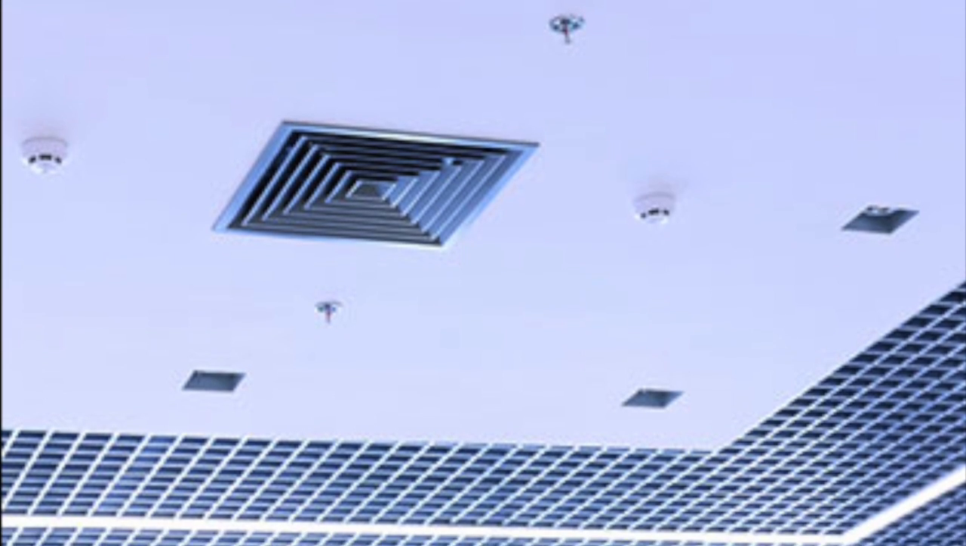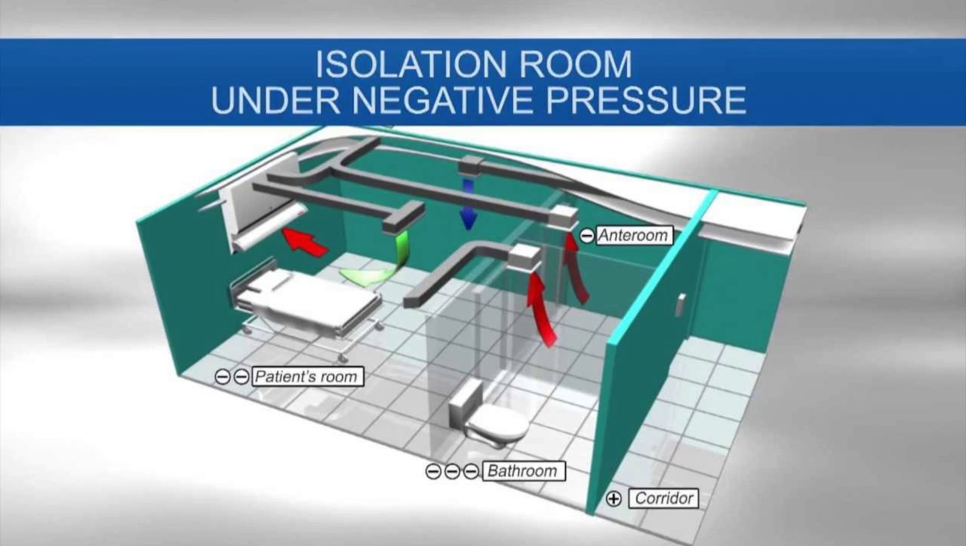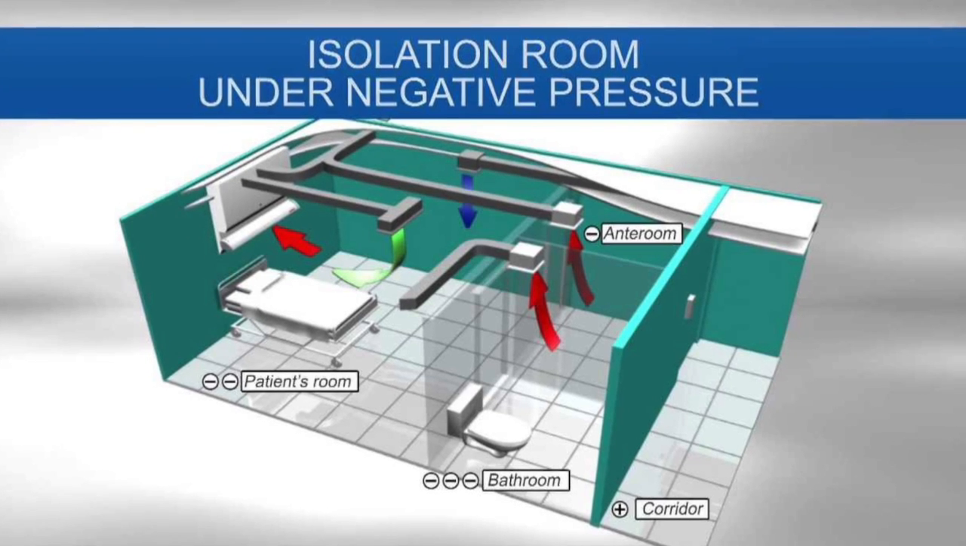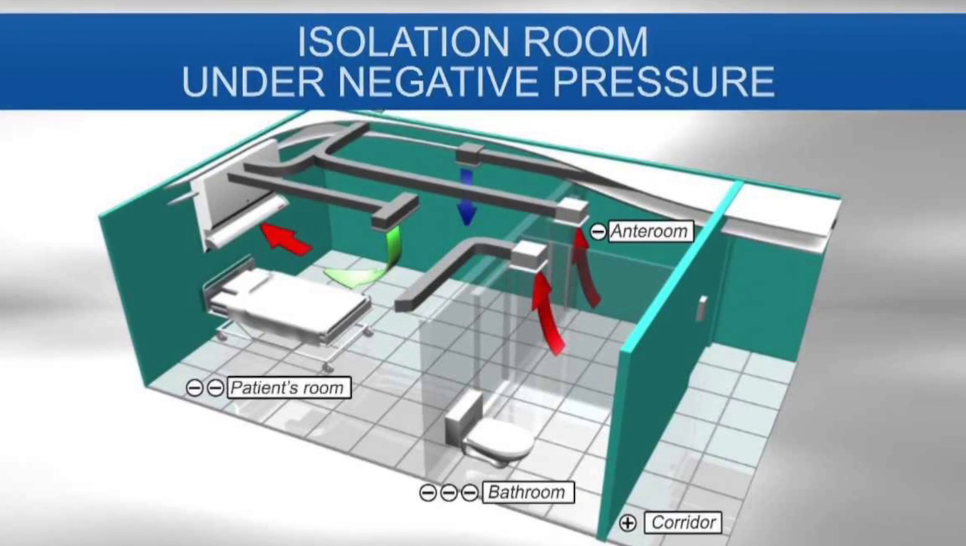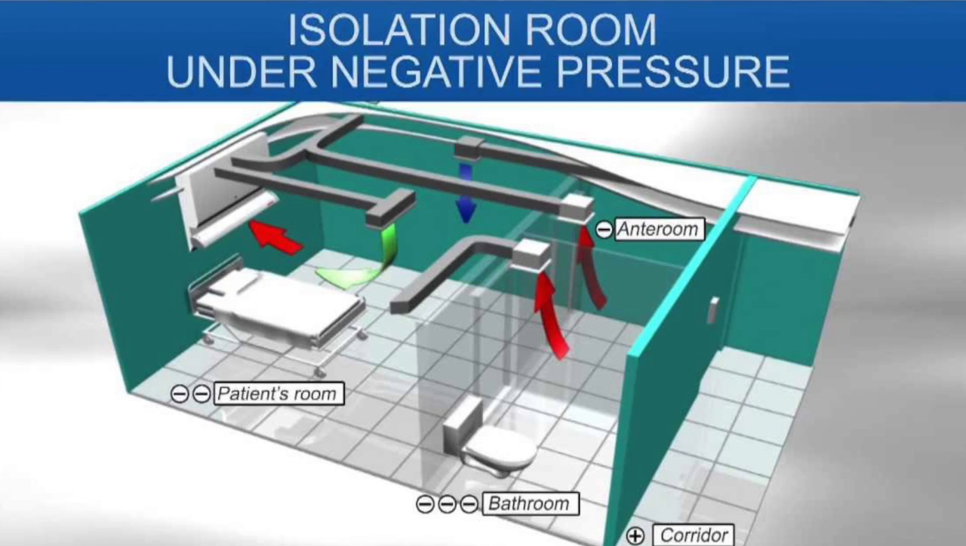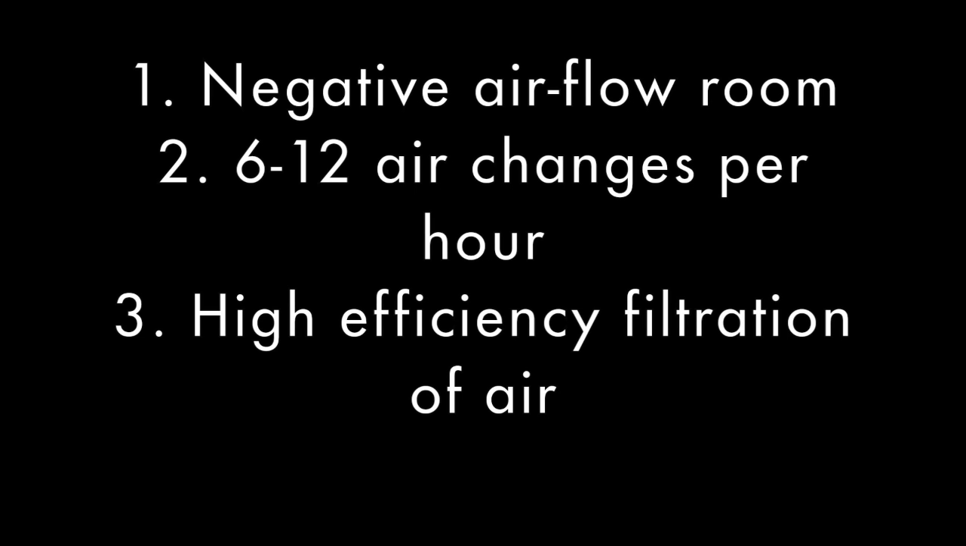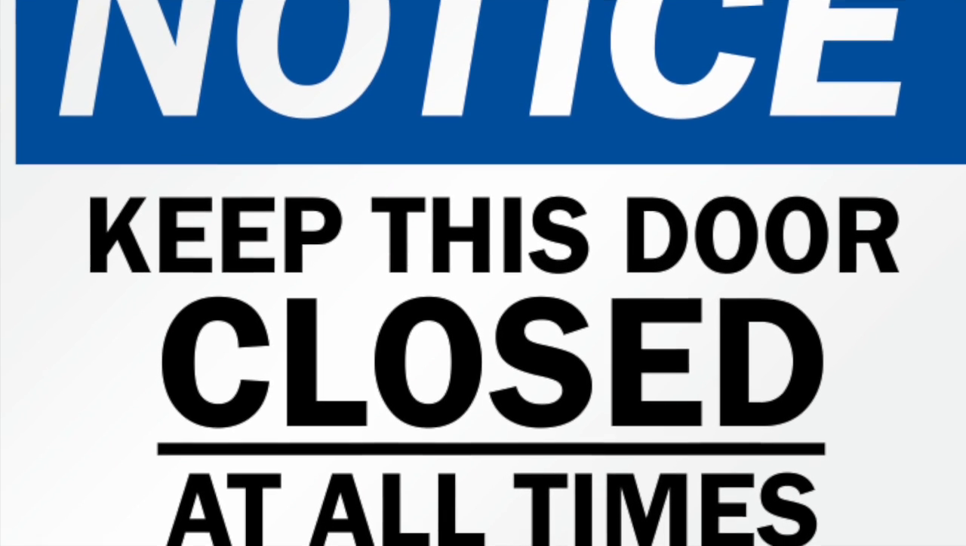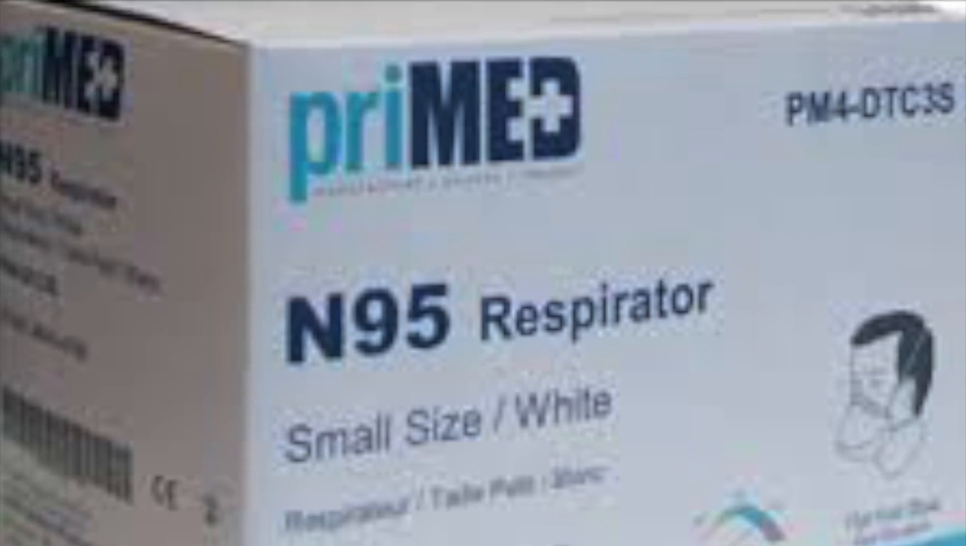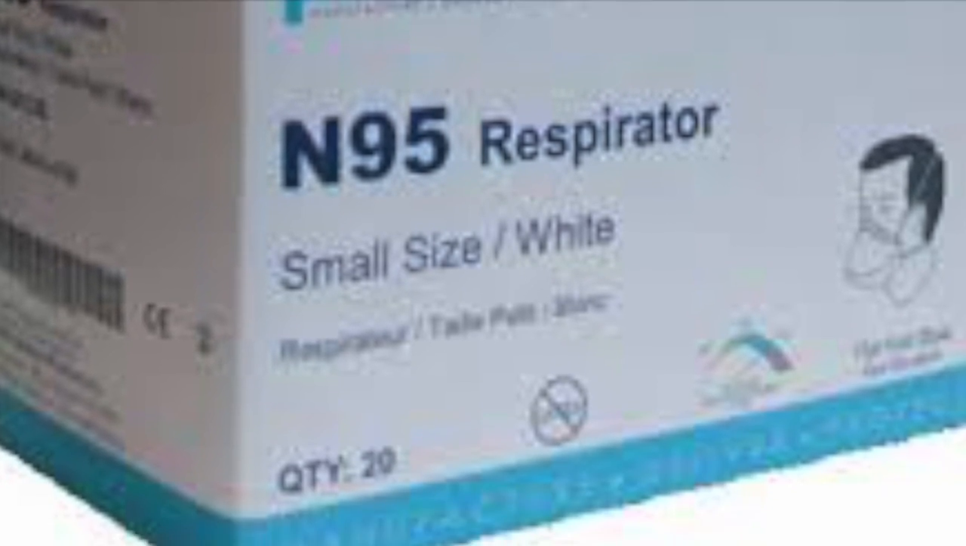Airborne transmission occurs by spread of airborne droplets or dust particles containing the infectious agent. These microorganisms can be spread widely by air currents. Special ventilation is required to prevent this transmission. The patient must be placed in a negative airflow room with 6 to 12 air changes per hour and high efficiency filtration of air. The door needs to remain closed. In addition to standard precautions, an N95 respirator should be worn when entering the patient's room.